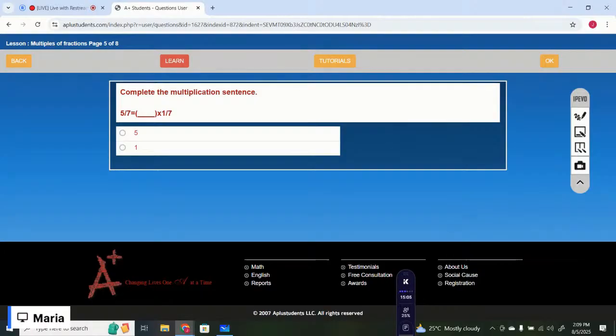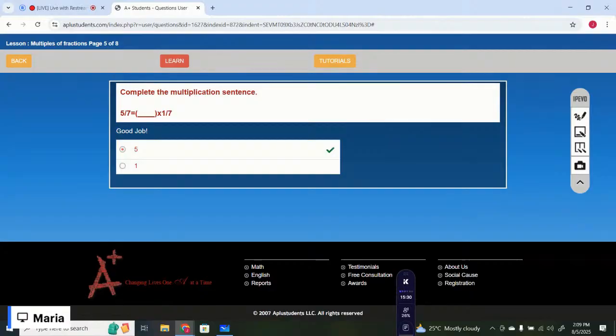5 by 7 equals the missing number times 1 by 7. That is 5 times 1 by 7. Option number 1 is the correct option.